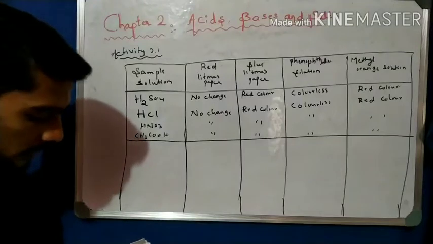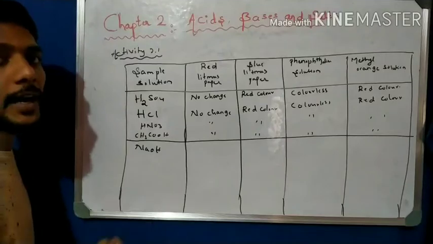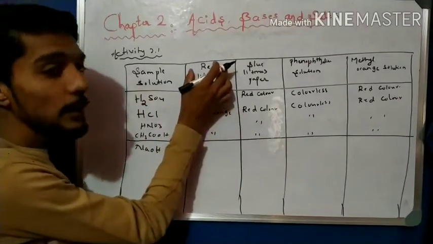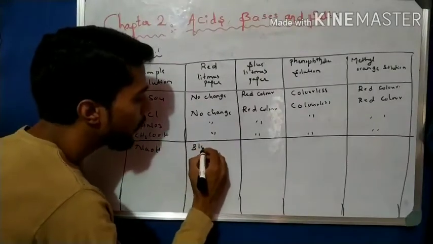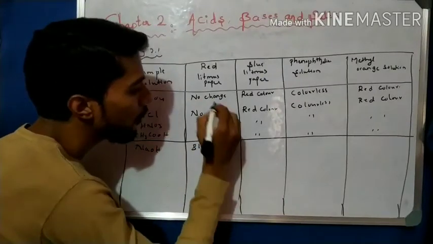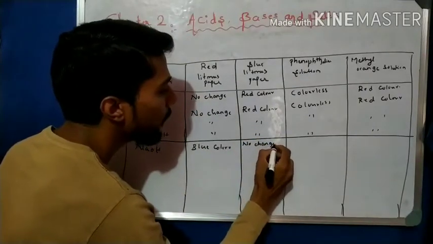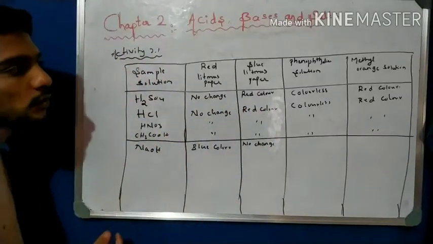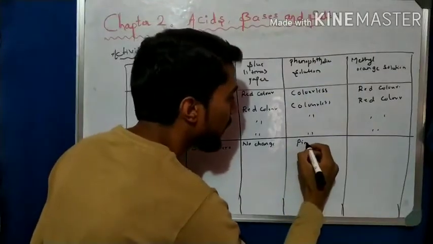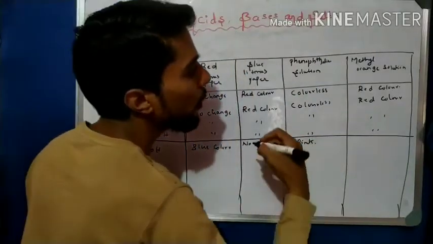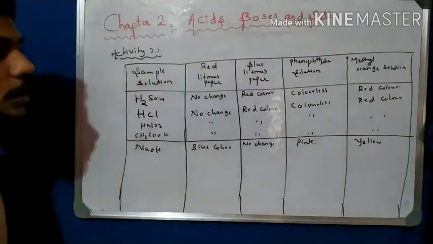Now take some base substances, that is NaOH, sodium hydroxide. When red litmus paper is dipped into the base, what happened? It turns blue. What about blue litmus? No change. Blue paper in contact with a base shows no change. What about the phenolphthalein indicator? It is pink. Now what about methyl orange? It is yellow in color. So these are the observations for a base.